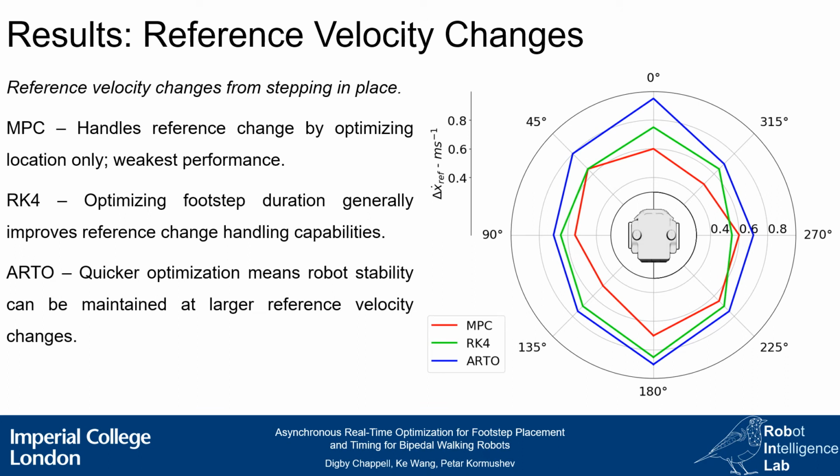RTO again outperformed RK4 and MPC in all directions when producing feasible footstep plans from reference velocity changes. For all planners, constraints on footstep placement in the coronal plane make it harder to react to larger reference changes sideways.